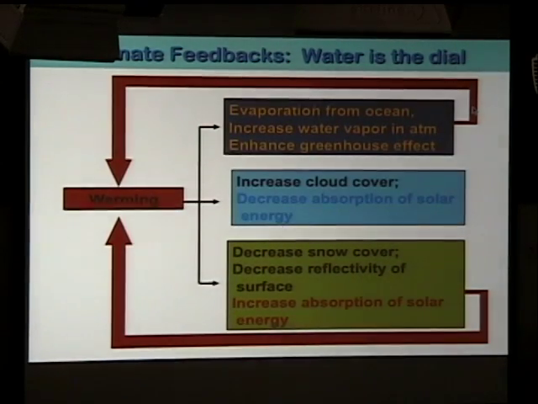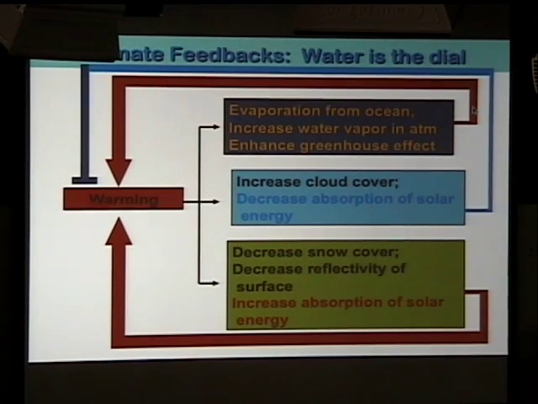And so where the dial could be is increasing cloud cover, and cloud cover would reflect sunlight, okay? And if there's an increase in cloud cover, then there could be a decrease in the absorption of solar energy, and that would be the negative feedback. So a major dial of the climate system is in water, okay? And the negative dial, the damping dial, is in the clouds, about which we can write poetry.